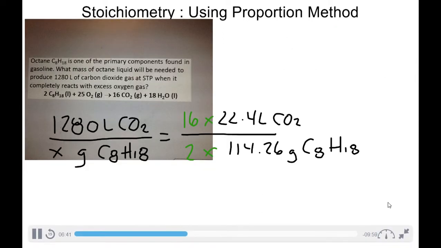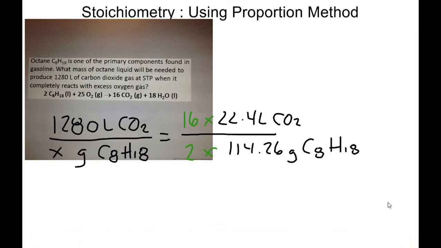Once we've applied the mole ratios, we can now use simple algebraic methods for solving. When solving a proportion, cross-multiplying is always one of the more efficient ways to solve. Therefore, we will multiply x times 16 times 22.4. This gives us 358.4x.